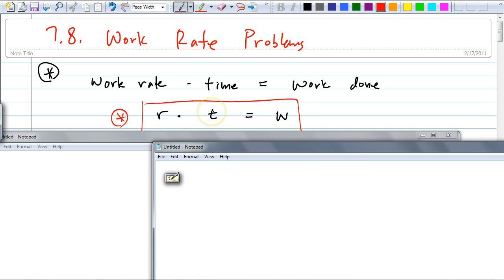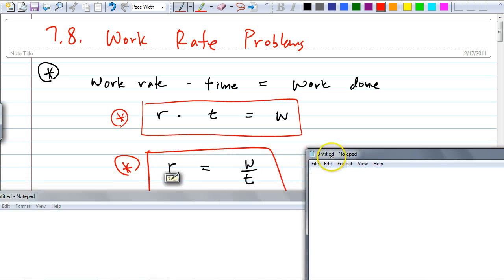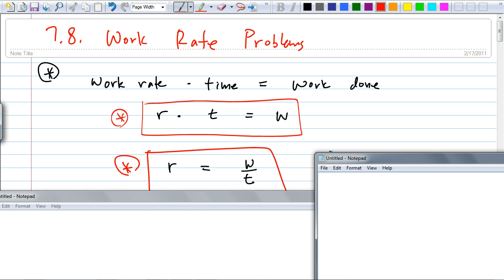Now, looking at the formula, how do you solve for rate? How do you get the R by itself? Divide both sides by what? T. So the rate, write this down. This is the second thing you need to know. Rate equals to the work done over time. So on these problems, they're not going to give you the work rate. You have to figure out the work rate. Okay, it's the work done over time. So these are the two formulas you're going to mainly need for these work rate problems.